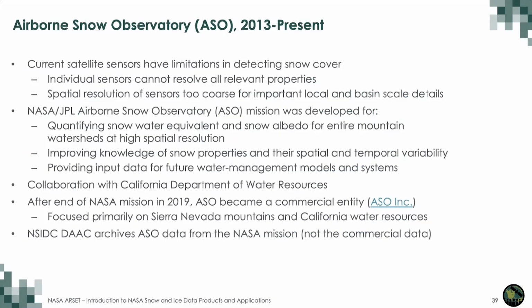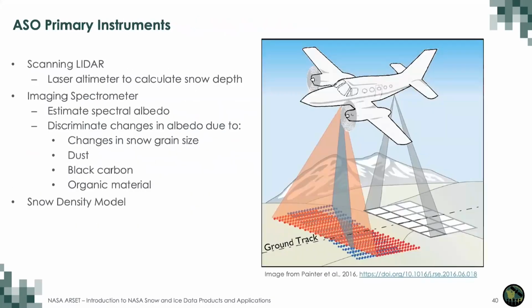And then ASO became a commercial entity, ASO Incorporated. And so it now exists as a commercial entity. And again, it focuses primarily on the Sierra Nevada mountains and California water resources. And their data is currently available through ASO Incorporated. It is not publicly available for free, but the NSIDC DAAC does archive the historical ASO data from the NASA mission, and that is available freely, as all other NASA data is.